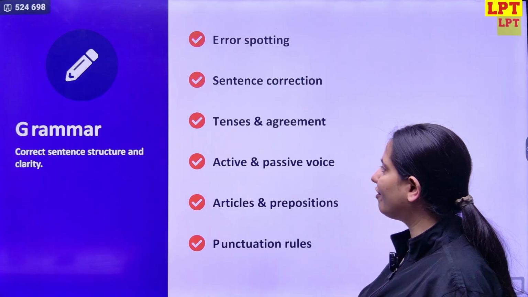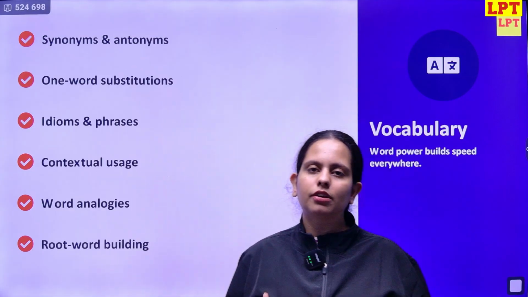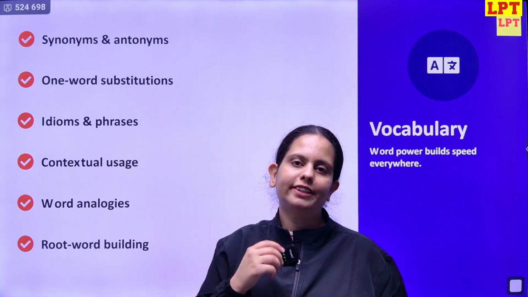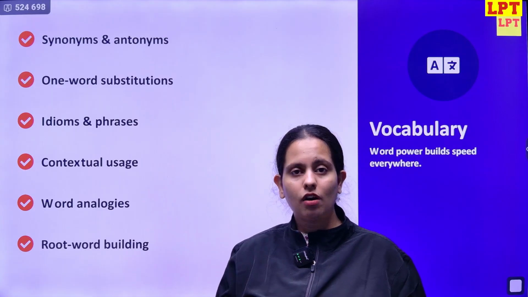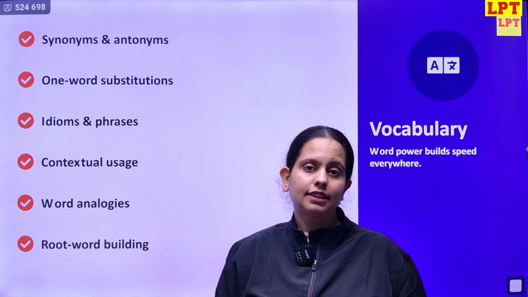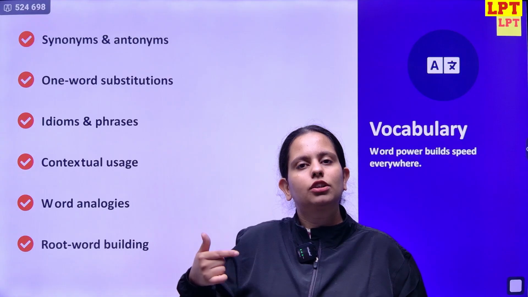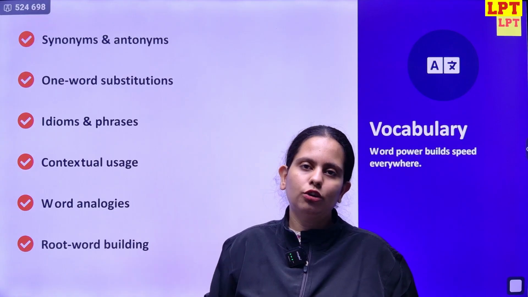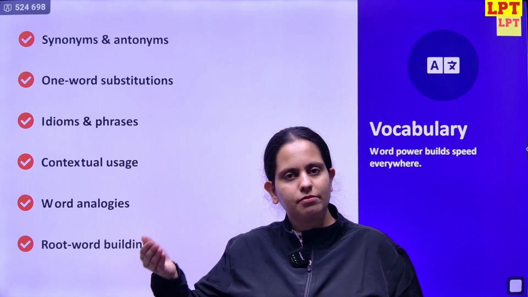Now moving forward, we have the vocabulary section. In the vocabulary section, you would come across questions related to synonyms and antonyms. For example, a particular word would be given to you individually, or it can be present in a sentence, and you have to figure out the word that is similar in meaning to the word given, or opposite in meaning to the word given. So these types of questions are synonyms and antonyms.